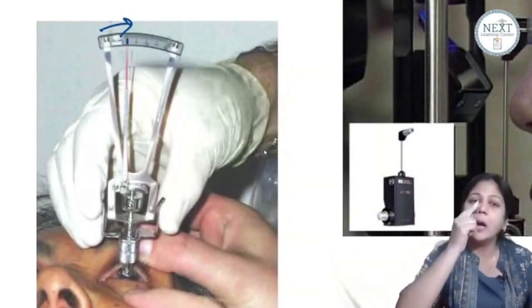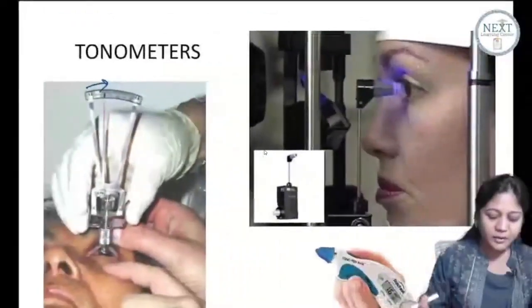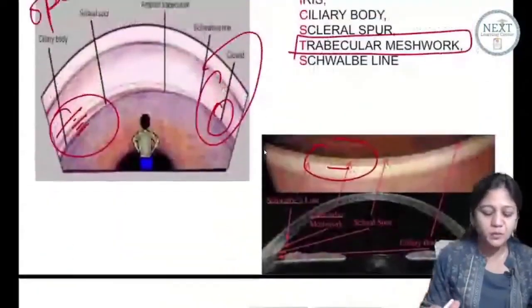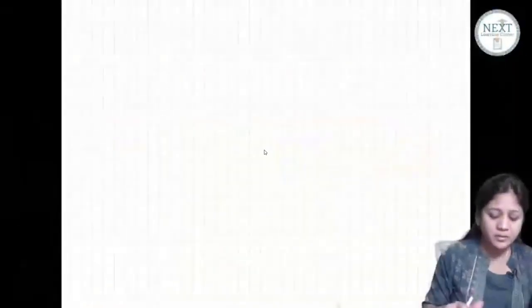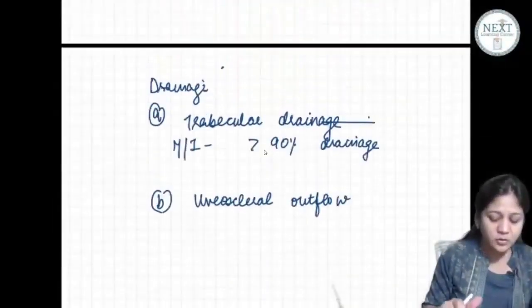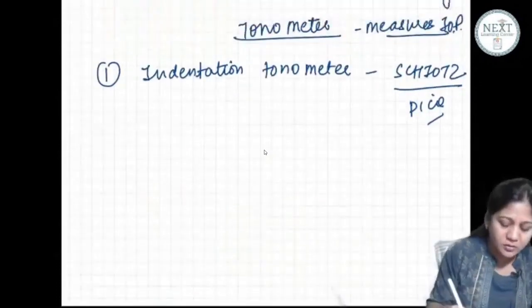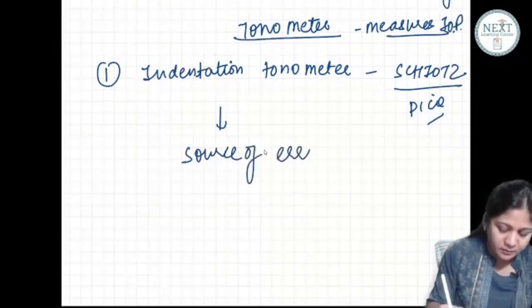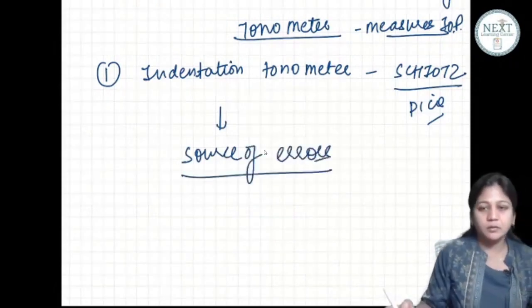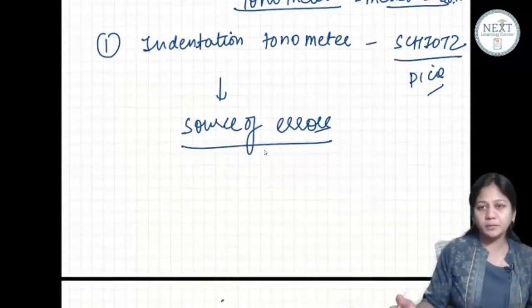Okay? Now, this gives you a reading, but do you think it's a good tonometer? No, absolutely not. This Schiotz's tonometer has so many sources of errors. It is not a very good tonometer. There are so many sources of errors. It gives you a very crude reading.